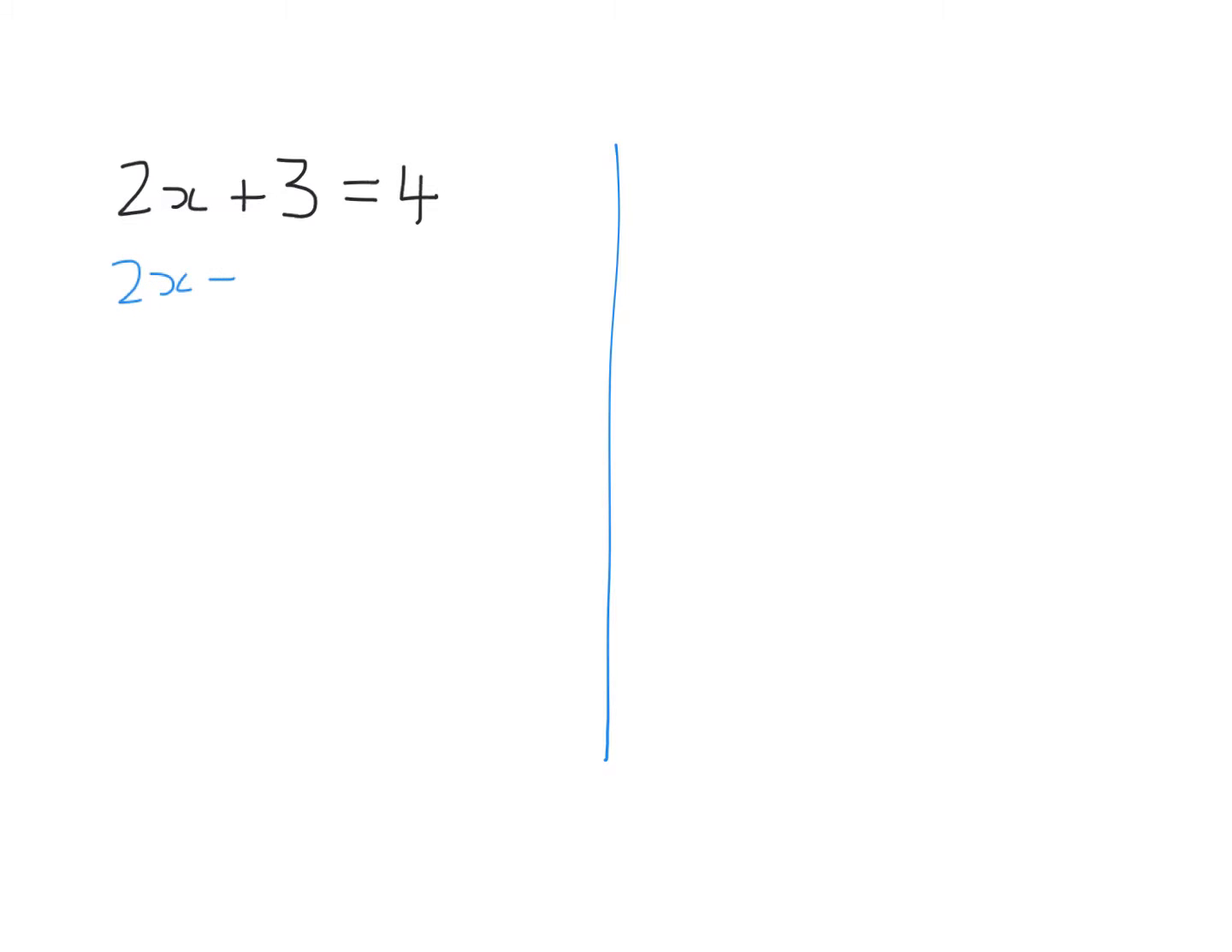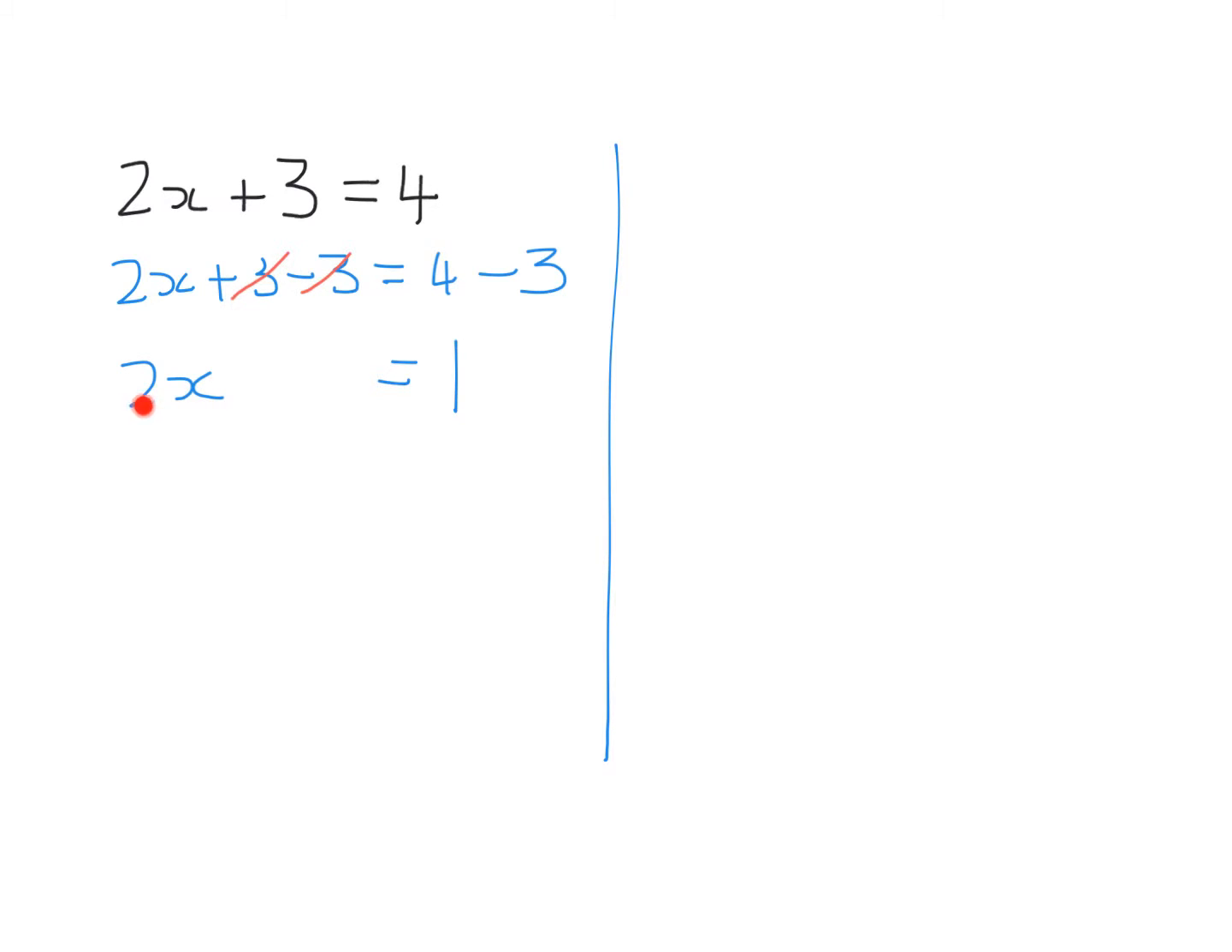2x add 3 take 3 equals 4 take 3. What we've done here is we've subtracted 3 on the left hand side of the equation. Therefore on the right hand side of the equation we must do exactly the same. We're keeping our scales in balance. We can then simplify. Add positive 3, take away 3 is going to give us 0. So our next line would be 2x equals 4 take 3 gives me 1.